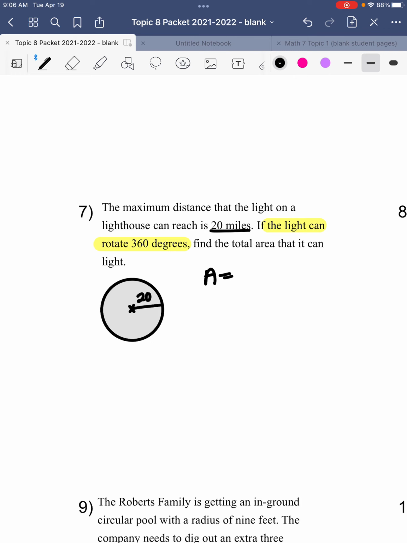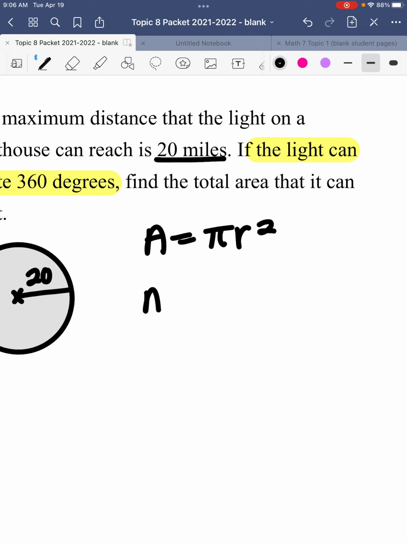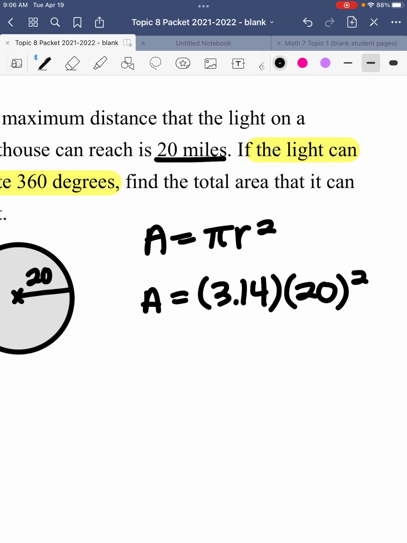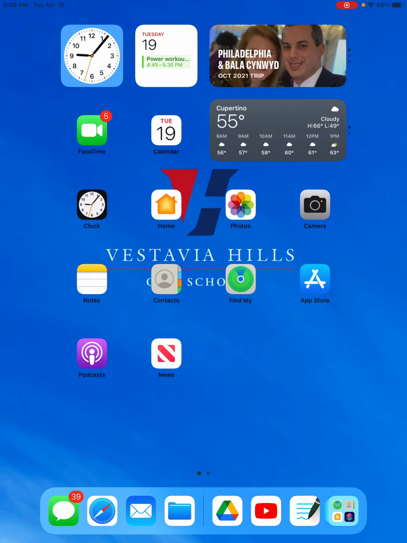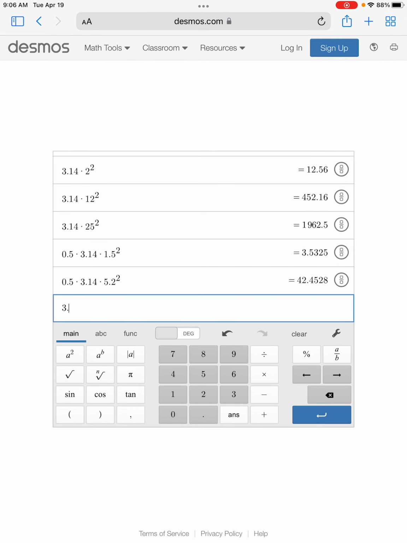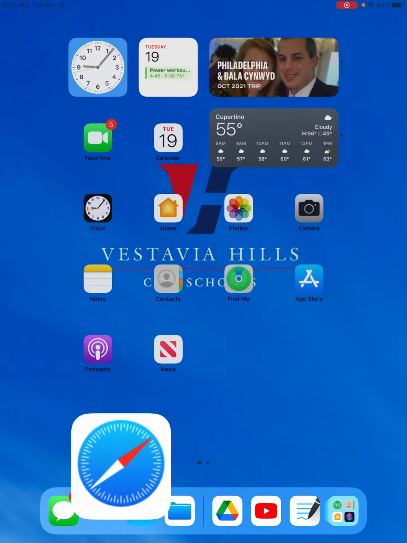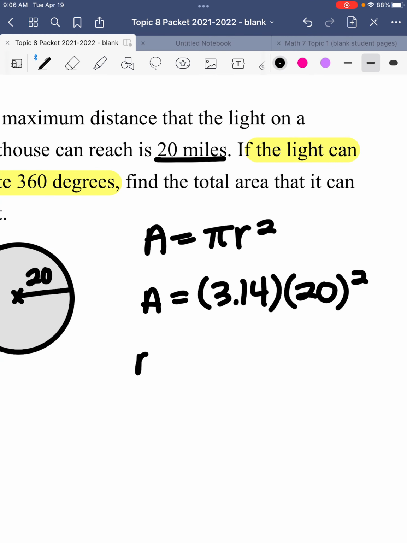So area equals pi times the radius squared, right? So what can I plug in here? Well, area equals 3.14 times 20, and I need to square that 20. So now I'm just going to put this into my calculator. So we have 3.14 times 20, and I'm going to square that 20, and I get 1,256. So the area is 1,256 miles squared.